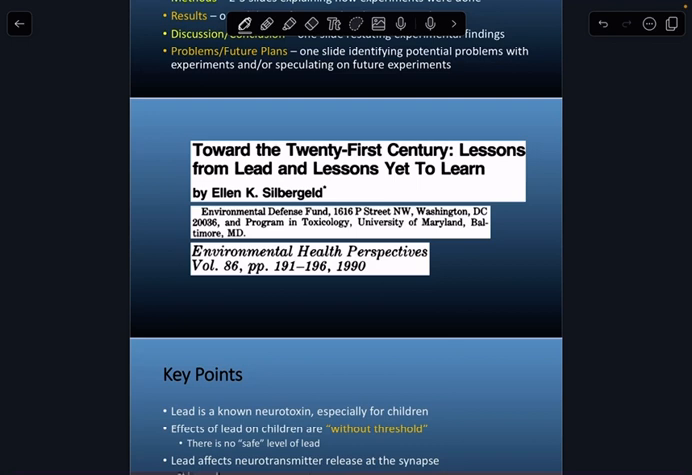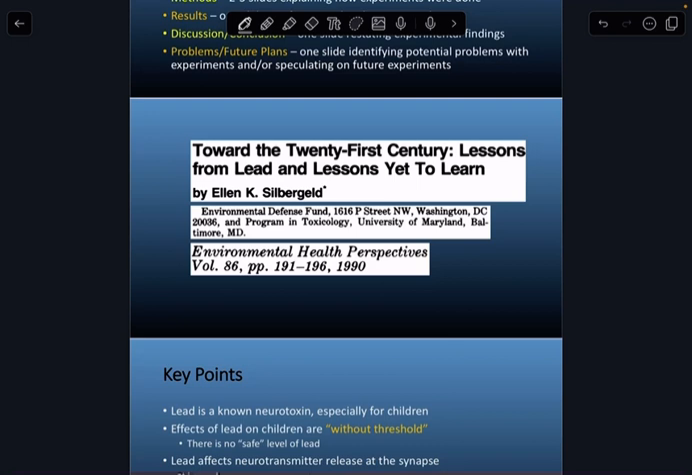So lead, the element lead, is a known neurotoxin, especially for children. Silbergeld argues the effects of lead on children are, quote, "without threshold." What that means is there's basically no safe level of lead in children's bloodstreams. Lead is damaging from the first atom, really. You can't say, as long as you're below this number, you're okay.